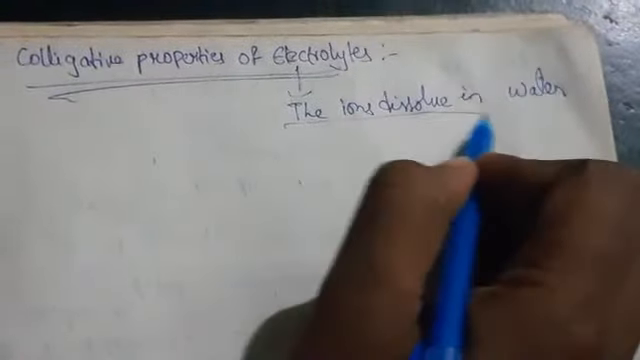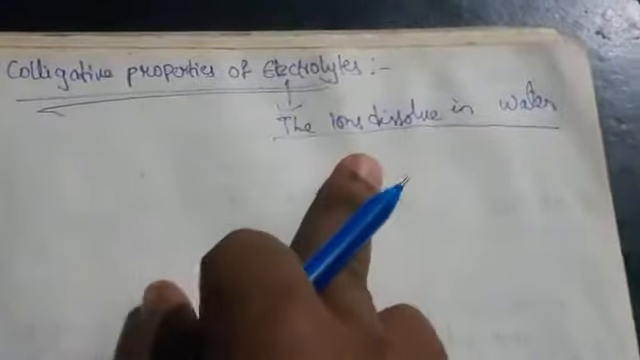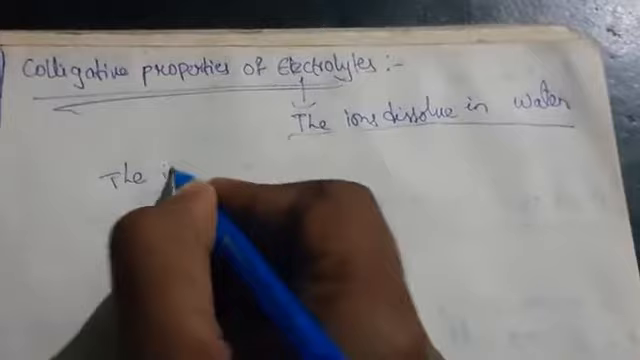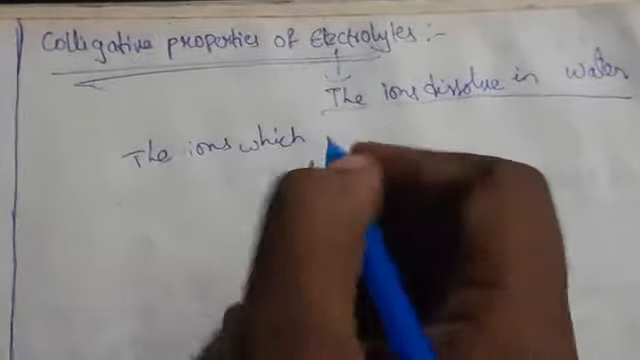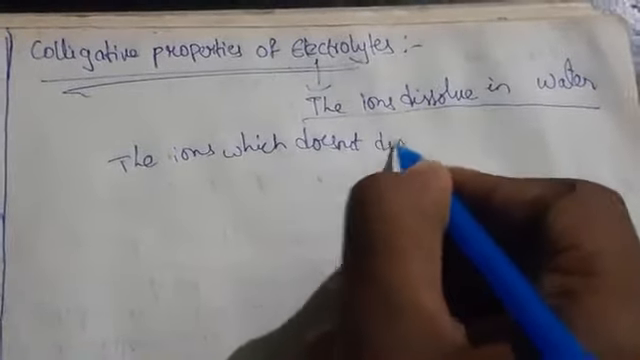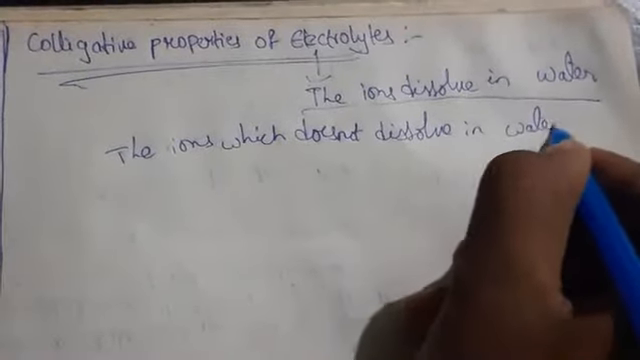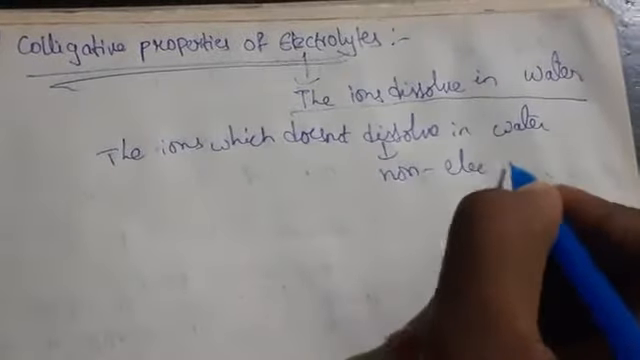The ions which dissolve in water we call electrolytes, and those which do not dissolve in water we call non-electrolytes.